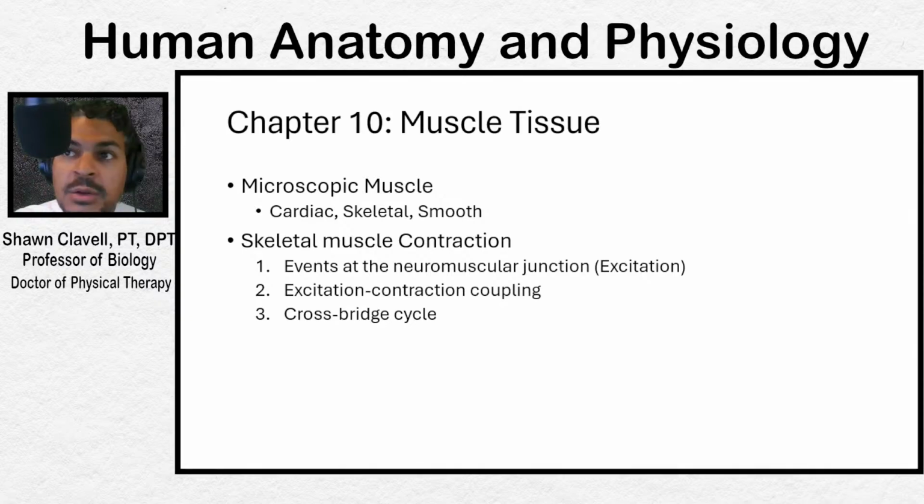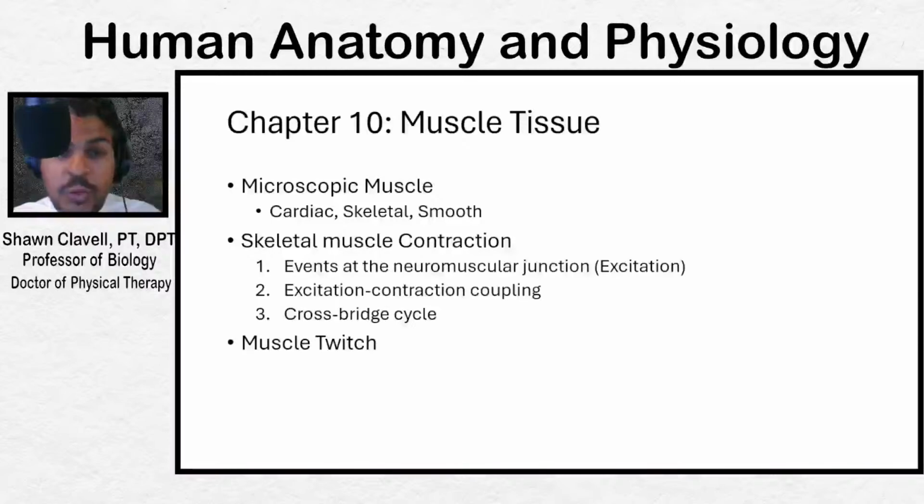So you can say, Google events at the neuromuscular junction. You could Google or look up the excitation-contraction coupling. And you could Google force production, and that's what we're looking at. So, chapter 10, again, looks primarily at the concepts of skeletal muscle histology, skeletal muscle contraction, and muscle twitch.